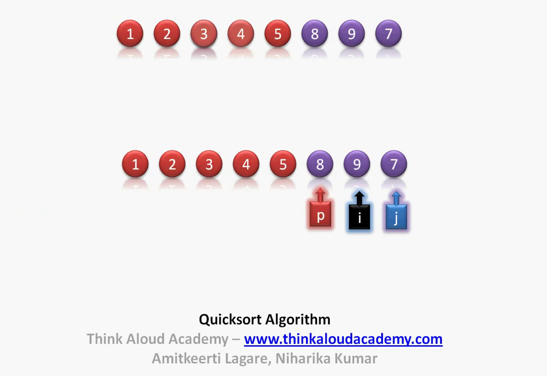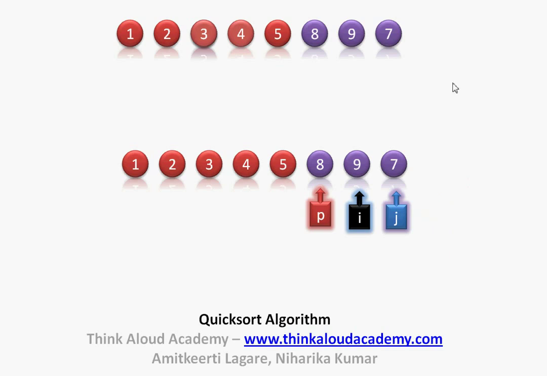Now the responsibility is on J. J has to move towards the left as long as it points to an element which is greater than pivot, and it has to stop if it encounters a value which is less than the pivot. So we see here that J is pointing to an element 7 which happens to be less than the pivot, so J has no option but to stop at this point.